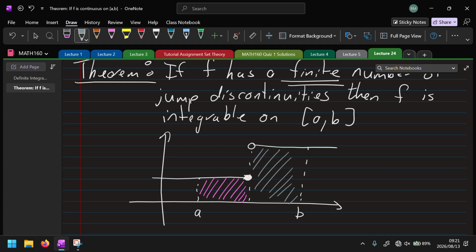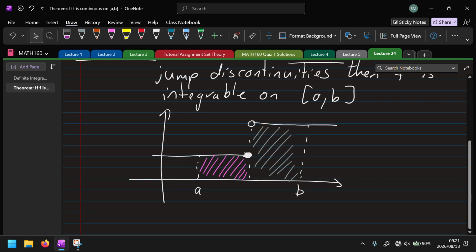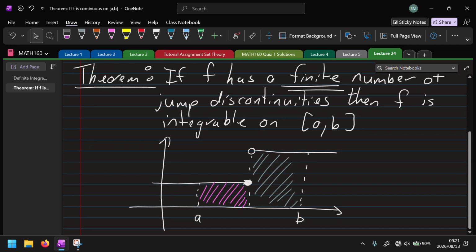If I had infinitely many of them, well, how do you add up infinitely many areas? It starts getting into technical problems. That's why we say a finite number, because a finite number of jump discontinuities will give us a finite number of areas to add up. So there's no issue. Okay. Any questions with this one? Yeah. Again, definitions can be confusing. Please just remember the picture that goes with it. Okay.